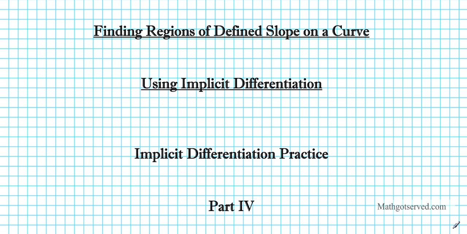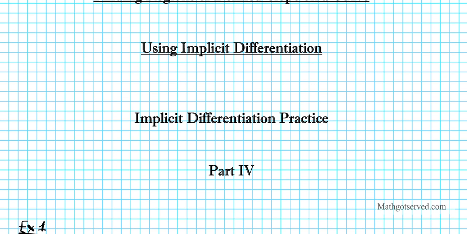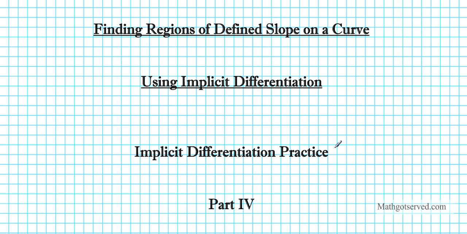In this clip, we're going to be going over an example where we have to find a region where the slope of a curve is defined, okay? We're going to be dealing with an implicitly defined function, hence the use of implicit differentiation in this problem. All right, so let's go ahead and take a look at an example.